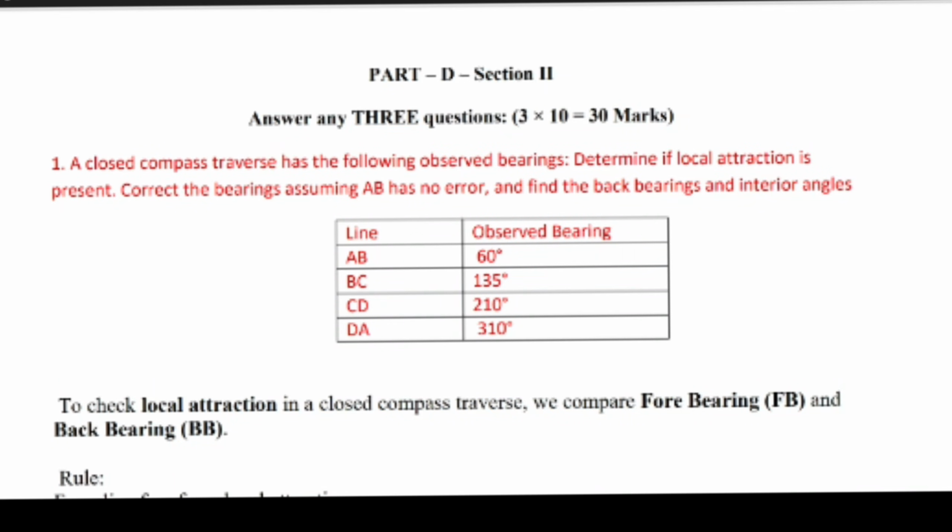This is a model question paper 10 marks question. The given problem, so we need to find out there is given bearings. The bearings of the line are given and we need to find out the local attraction and correct the errors in line AB, and find the back bearing and interior angle of the given problem.